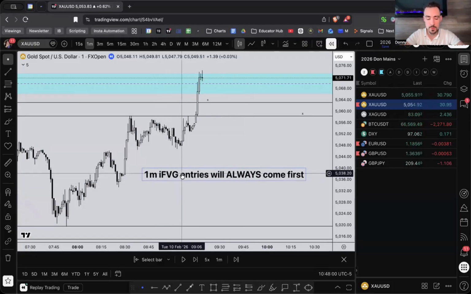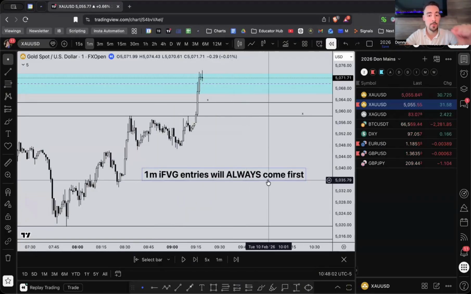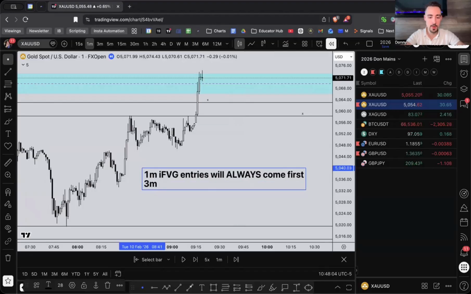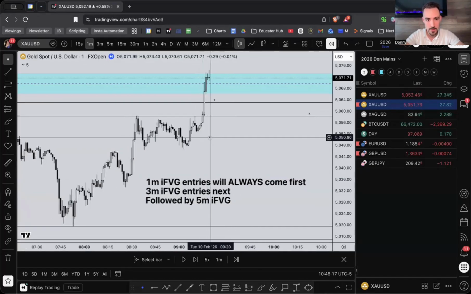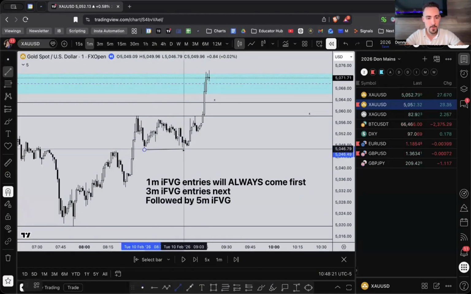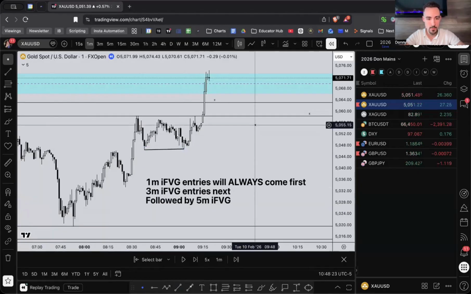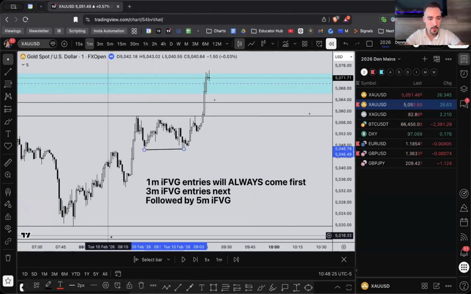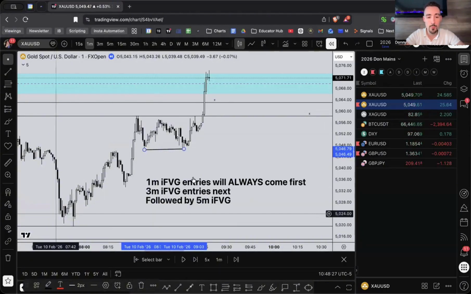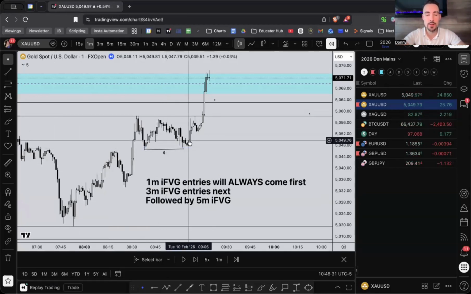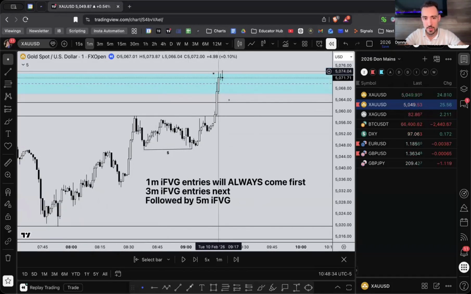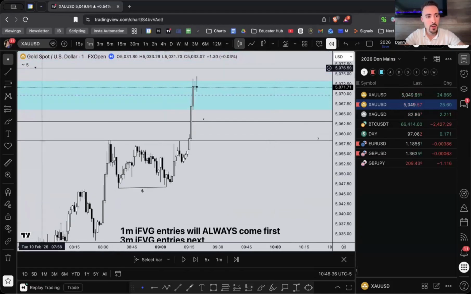You will see a 1 minute inverse fair value gap happen first, then 3-minute inverse fair value gaps, followed by 5-minute. Okay? And this is always going to be dependent on how price is printing. So here we are, 1 minute time frame. We have relatively equal lows on the 1 minute, just throwing that out there. Not that we're looking to target 1 minute lows, but I like to look for reasons for price to trade to certain areas.